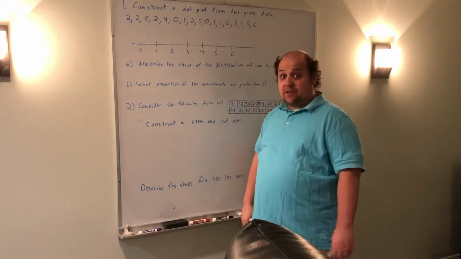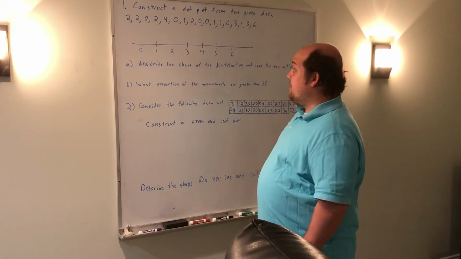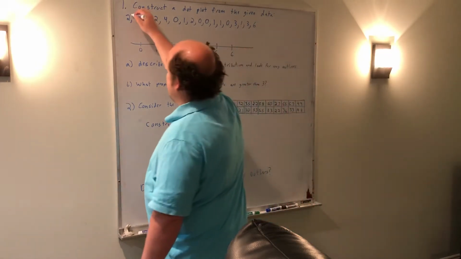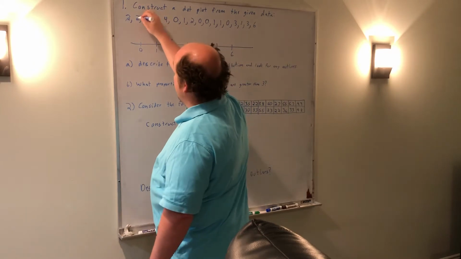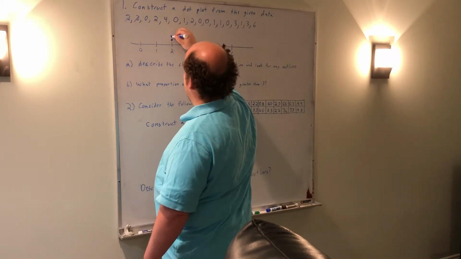Now I'm just very simply going to put a dot every time a number appears. So here's a 2, I'm going to put a dot at 2. I get another 2, I put a dot directly above it.